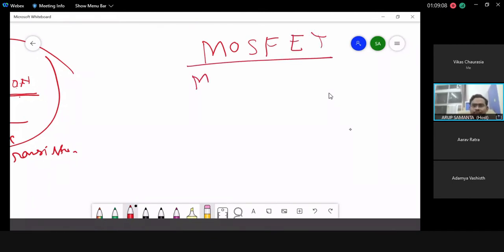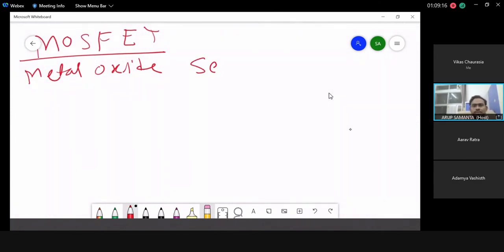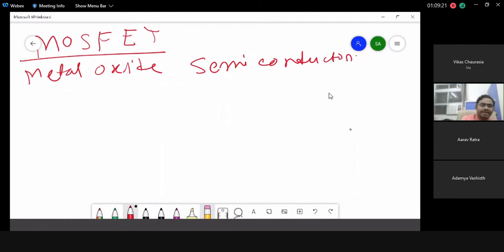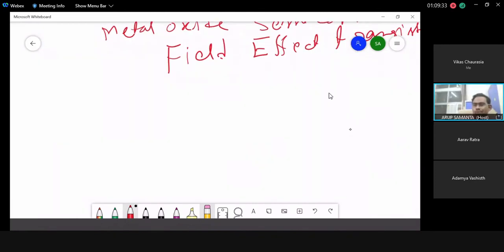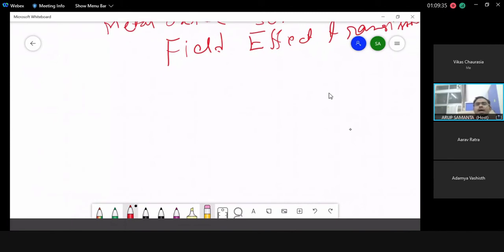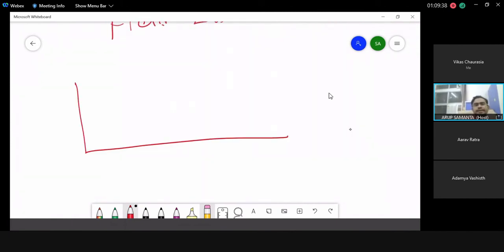Its full name is metal oxide semiconductor field effect transistor. This is another type of transistor, the MOSFET. If you want to explain simply how the diagram looks, in cross-sectional view, this is maybe considered P-type material.